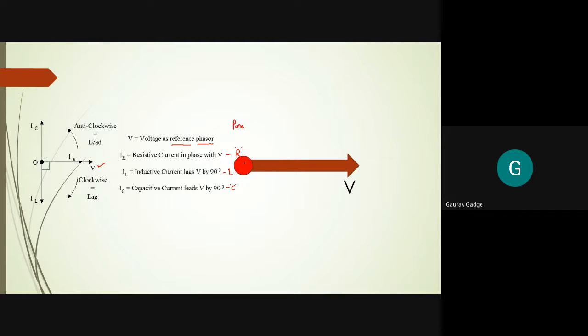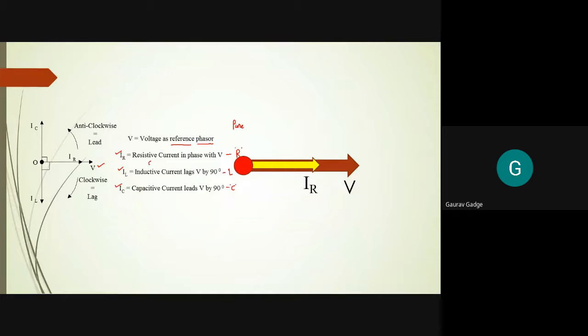That is the reference axis. Okay. So with respect to this voltage phasor, we have to plot the three currents IR, IL, and IC. So now for resistive type of load, IR is in phase with voltage.